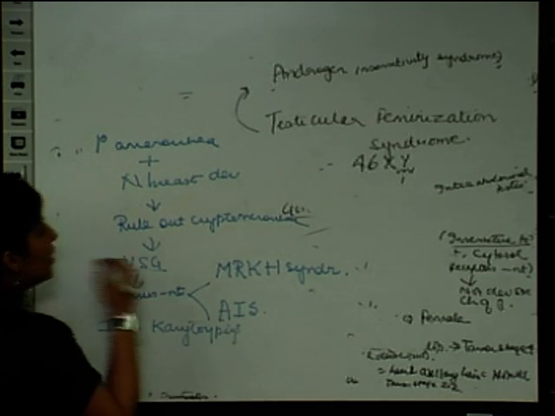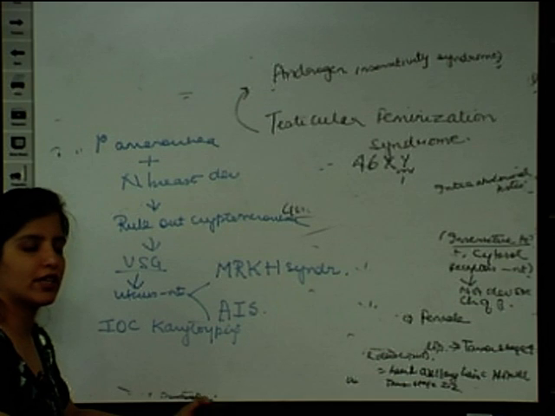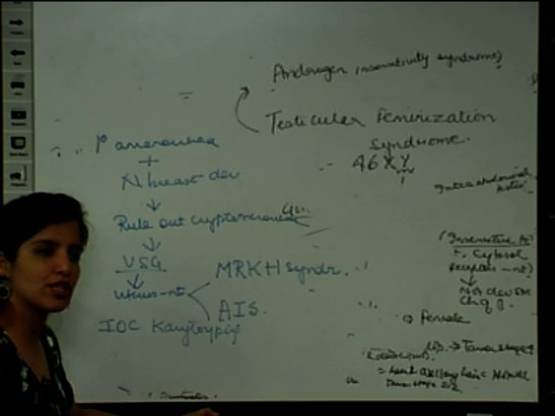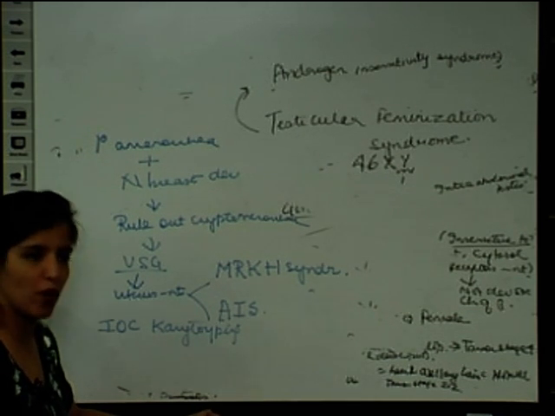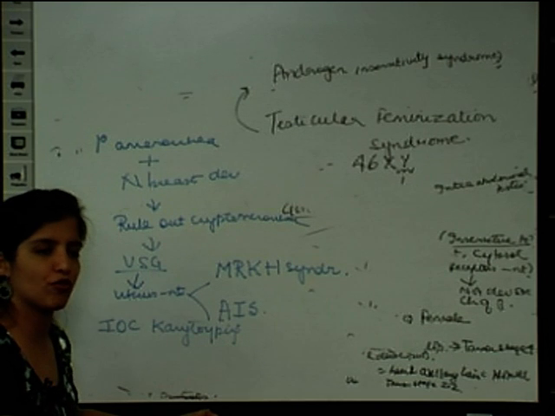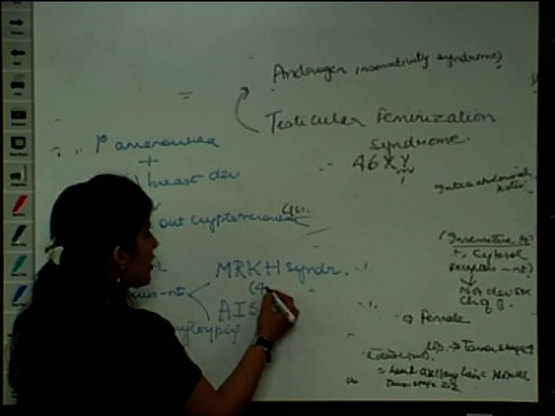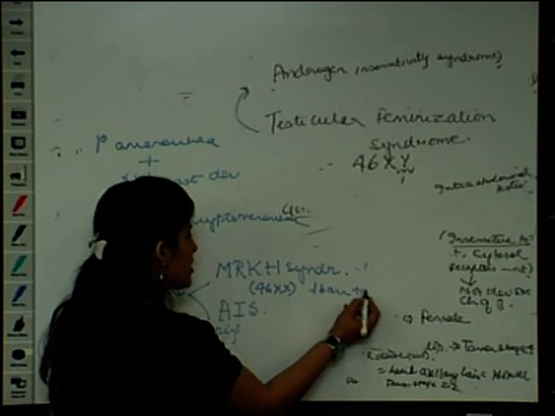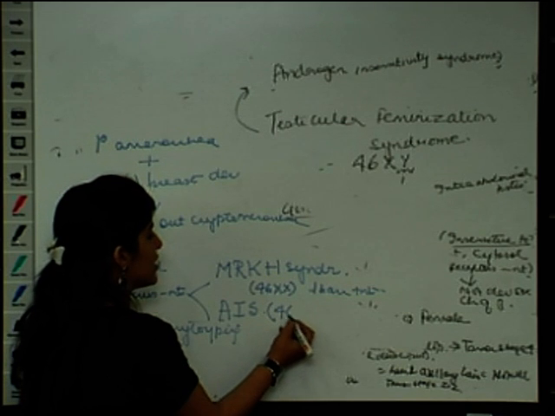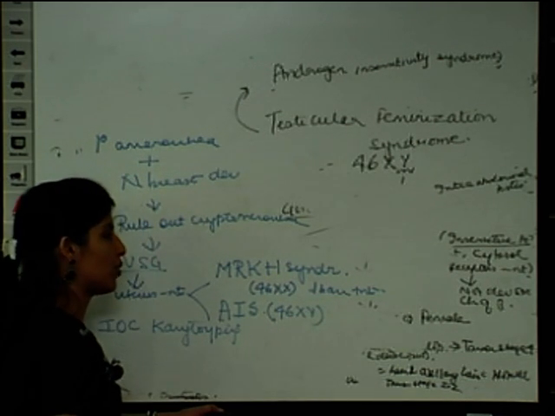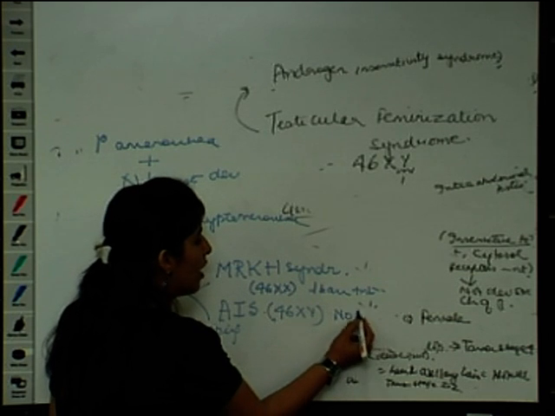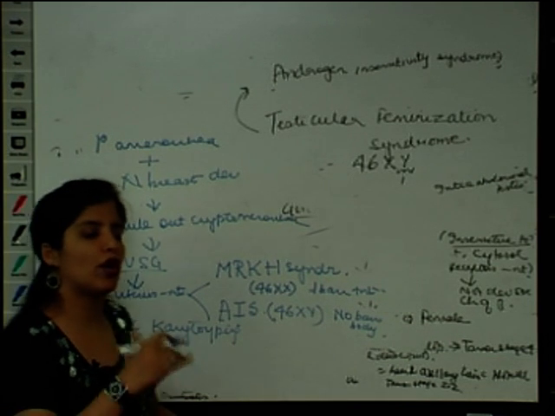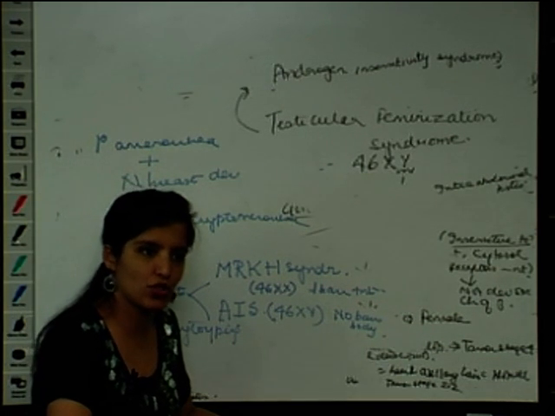Now, in order to come to a definitive diagnosis, the investigation of choice is karyotyping. Because in MRKH syndrome the karyotype is 46XX, whereas in androgen insensitivity syndrome it is 46XY. Or you can also look for the presence of a Barr body. In MRKH syndrome, where the chromosome number is 46XX, one Barr body is present, whereas in androgen insensitivity syndrome, where it is 46XY, there will be no Barr body. So this is all we should know on MRKH syndrome and testicular feminization syndrome.